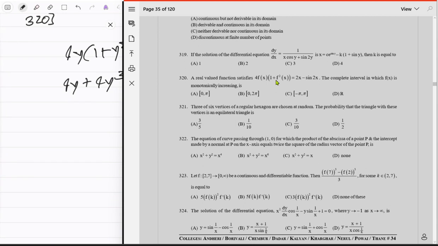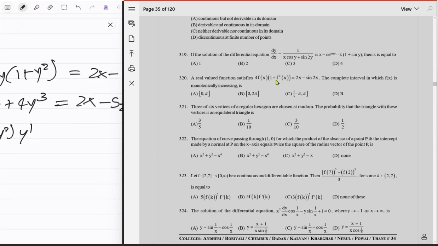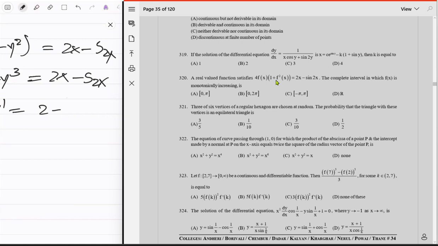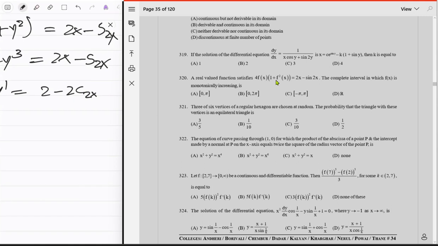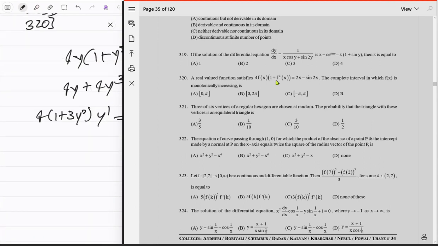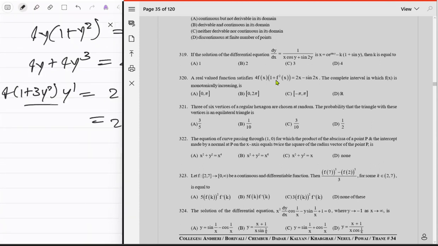Okay, now differentiate this. We get 4 times 1 plus 3y squared times y dash is equal to 2 minus 2 cosine of 2x, right? Well, yeah, which is okay, whatever. So yeah, which means y dash is always positive because this is always positive. This is always positive, right? The complete interval in which f is increasing, it's all real values. Yeah, it's all real values. So D is the answer.